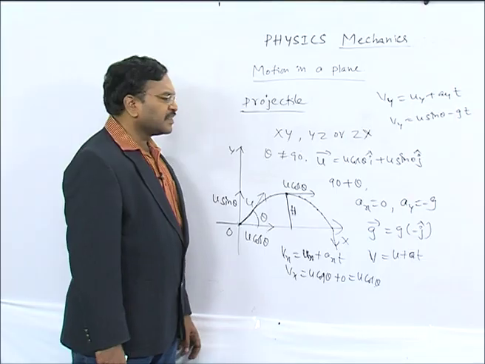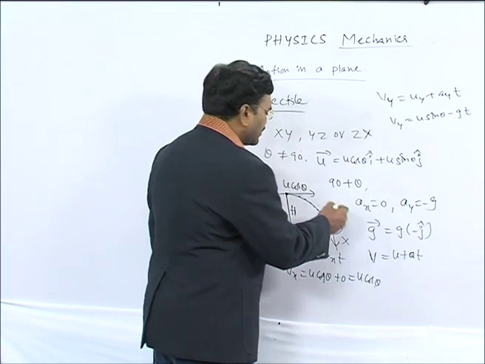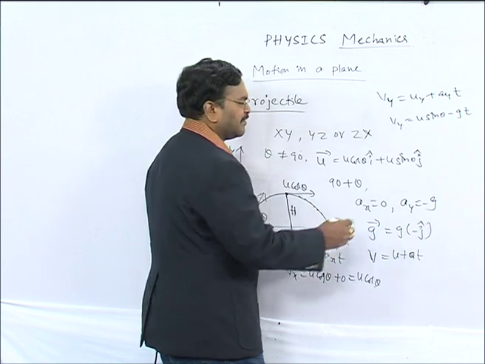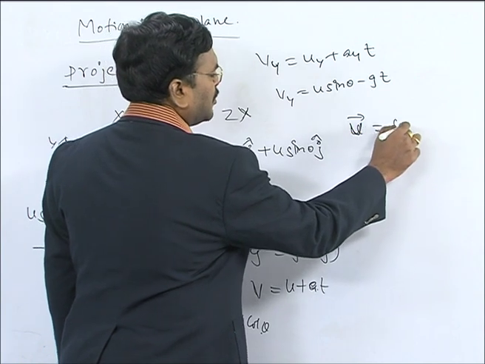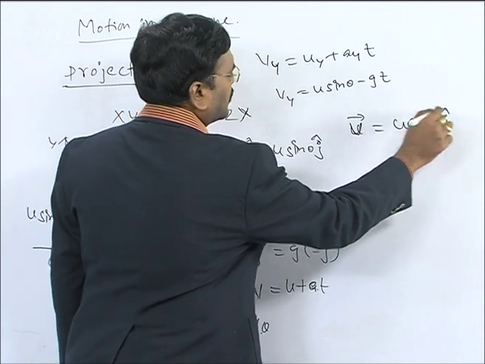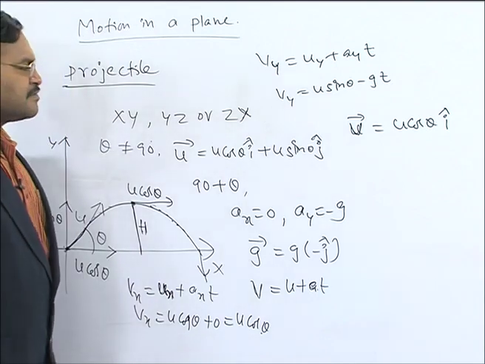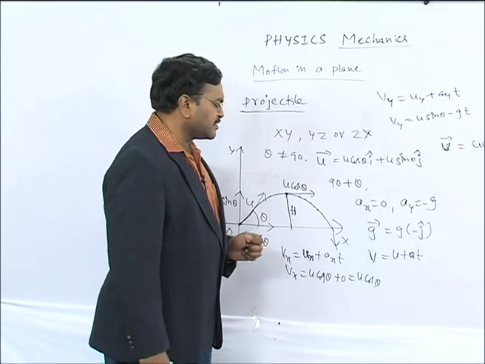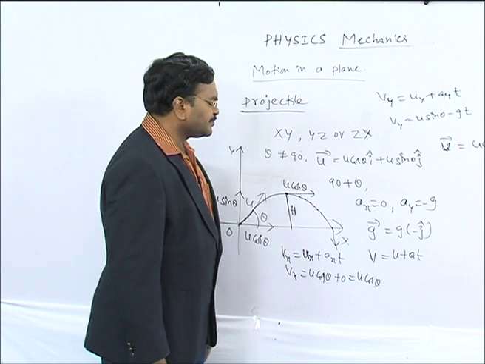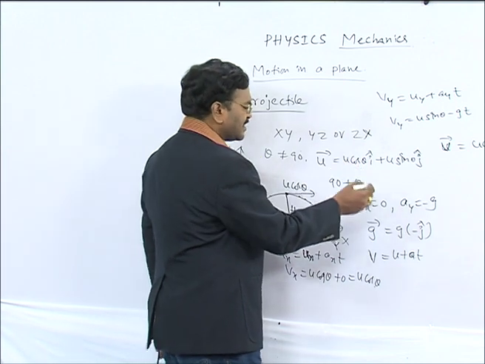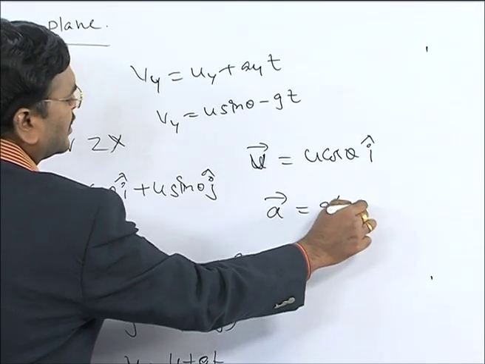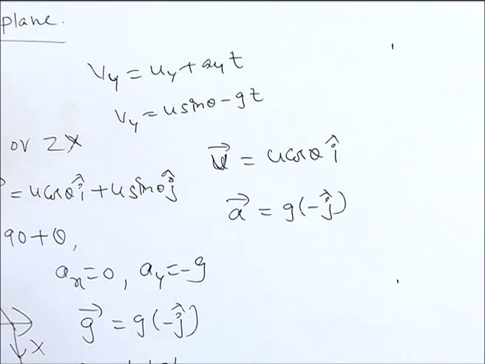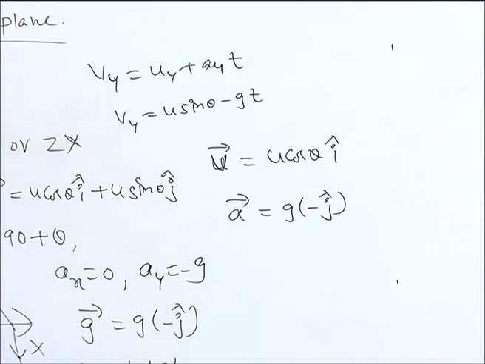So what is the velocity vector at maximum height? Velocity vector at maximum height, v bar is equal to u cos theta i cap. You know that i cap, j cap are unit vectors along the x and y axes. Now, what is the acceleration vector? We write it like this: a bar is equal to g into minus j cap.